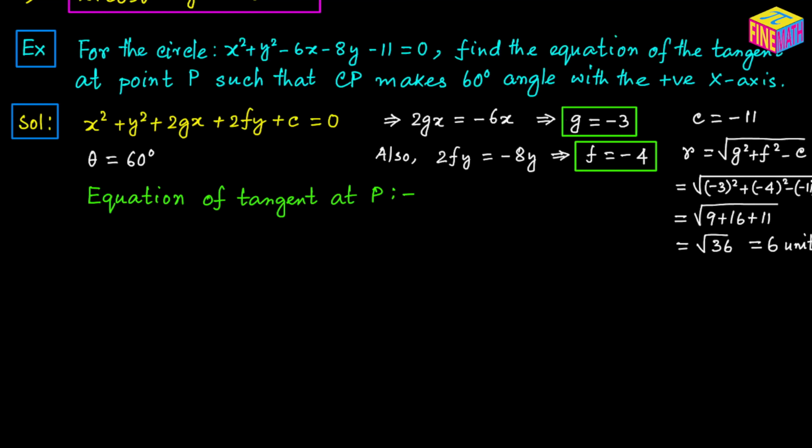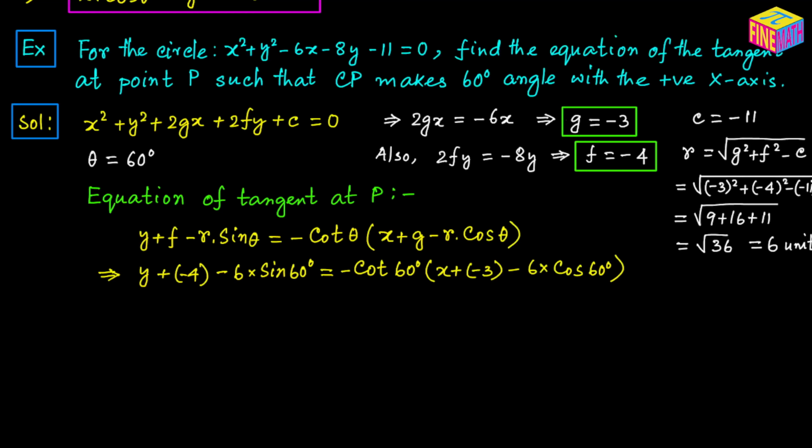Next, let's try to find out the equation of the tangent at point P. I'm going to use the original form here. y plus f minus r times sine of theta is equal to negative cotangent theta times x plus g minus r times cosine of theta.